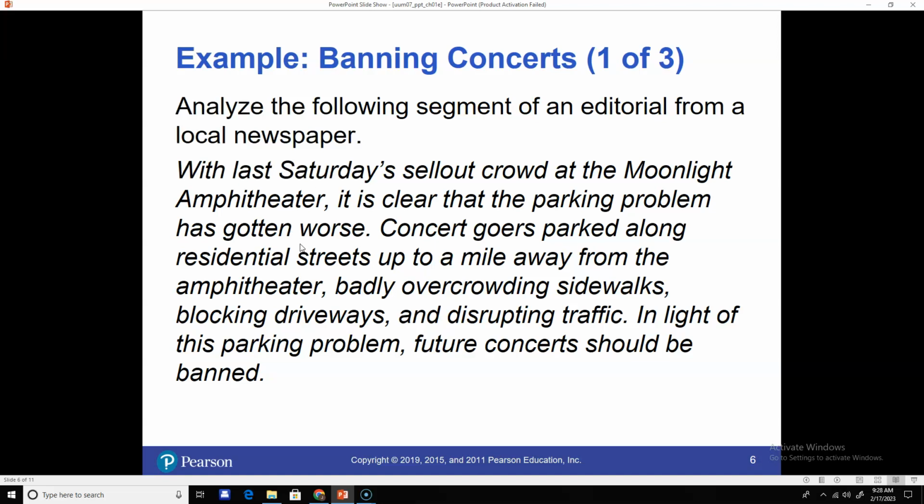Well, it's kind of weird, right? Because the idea here is that it's happening because of one incident. So basically, the idea here is that concerts are causing traffic, and that's the only reason. That's the way it's written to make it sound, which necessarily might not be the case. It could have been a convergence of factors.